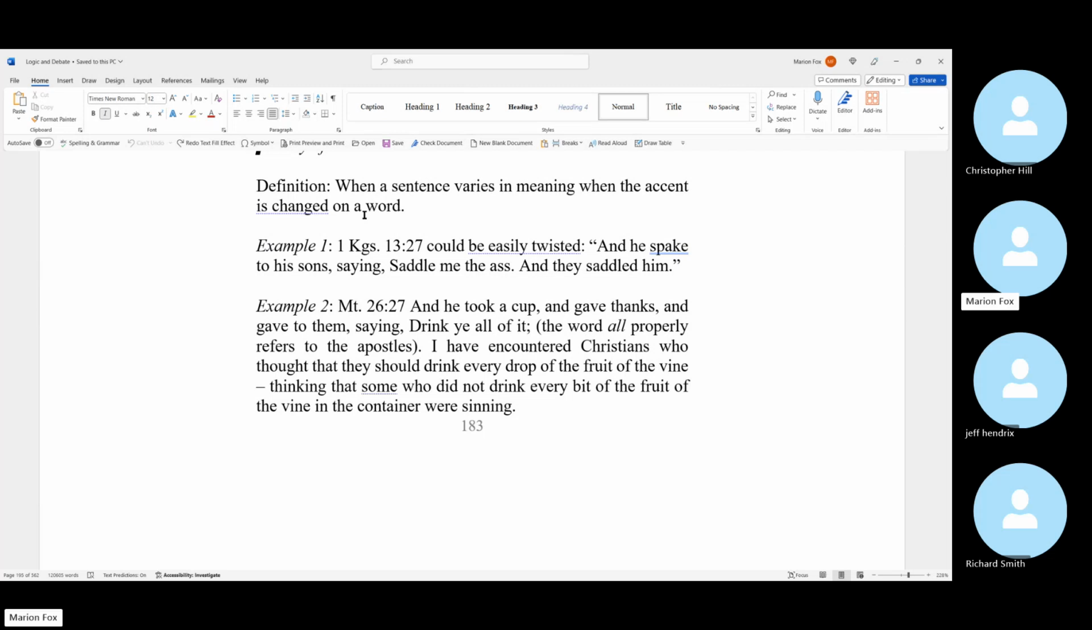Here's another one that I've run into with regard to members of the church. "He took a cup and gave thanks and gave it to them, saying, 'Drink ye all of it.'" Now, what does the word all mean? To whom does the word all refer? Does it refer to all of the contents of the cup, or does it refer to all of the apostles? Well, in the Greek, the word all refers to the apostles. All of you drink of it. I think some of the modern translations render it that way.